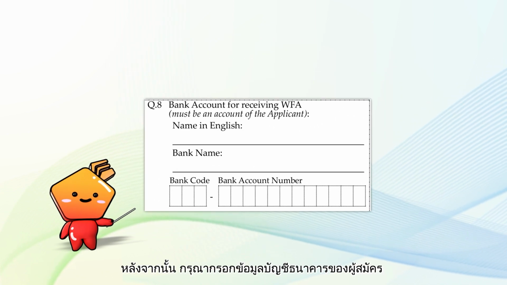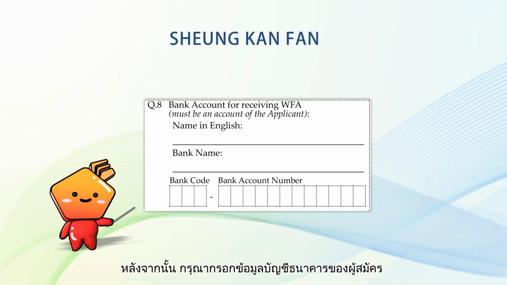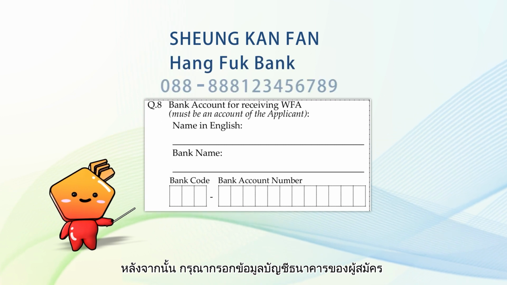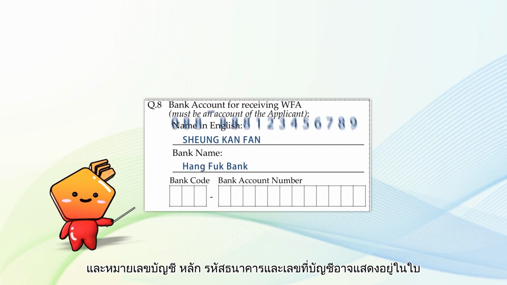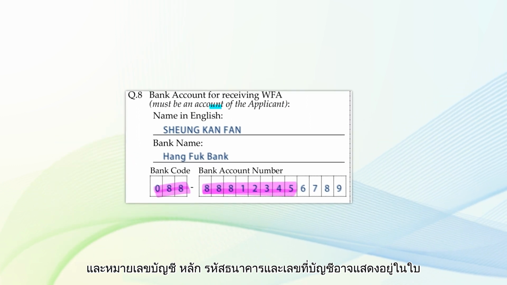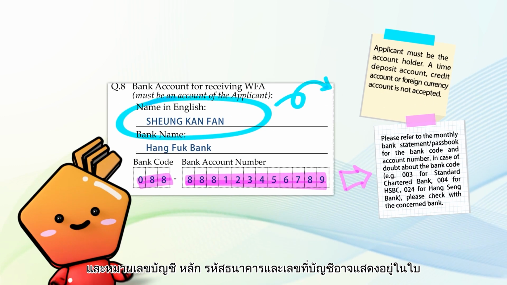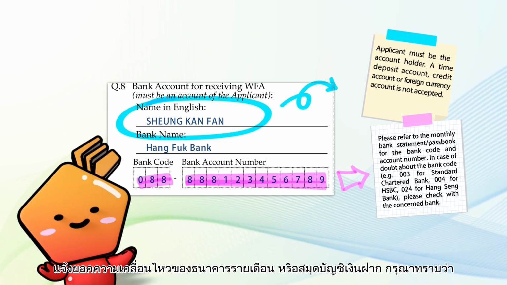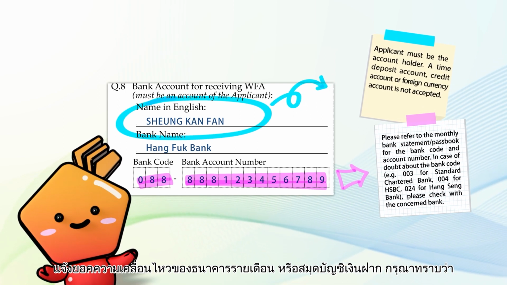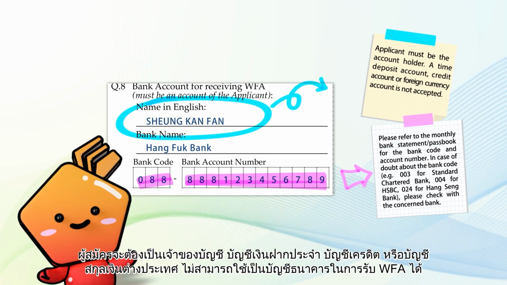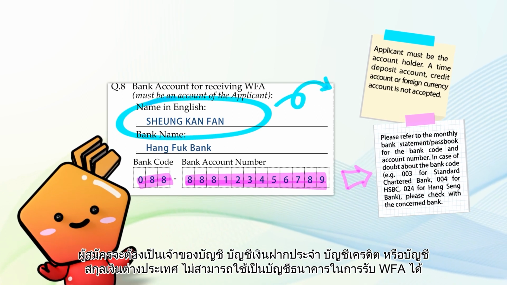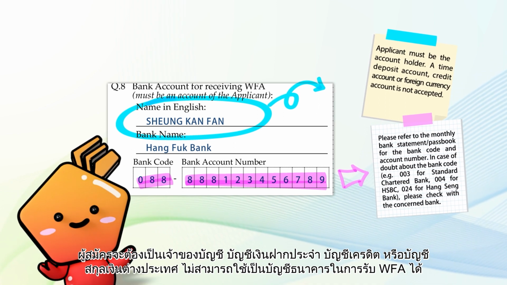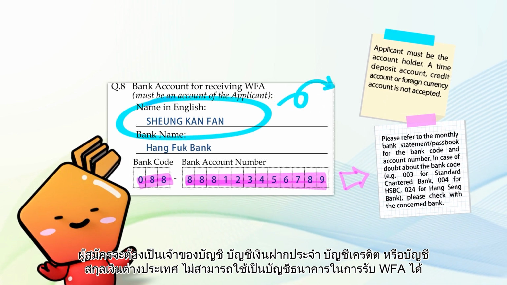After that, fill in the applicant's bank account information and number. The bank code and account number can be found on the monthly bank statement or passbook. Please note that the applicant must be the account holder. Time deposit account, credit account, or foreign currency account cannot be used as the bank account for receiving WFA.